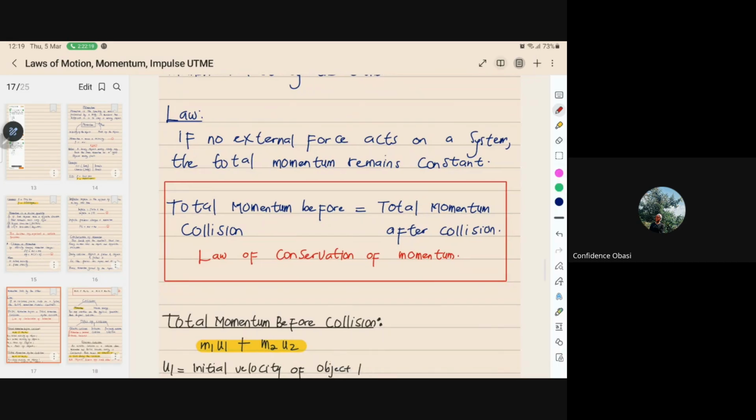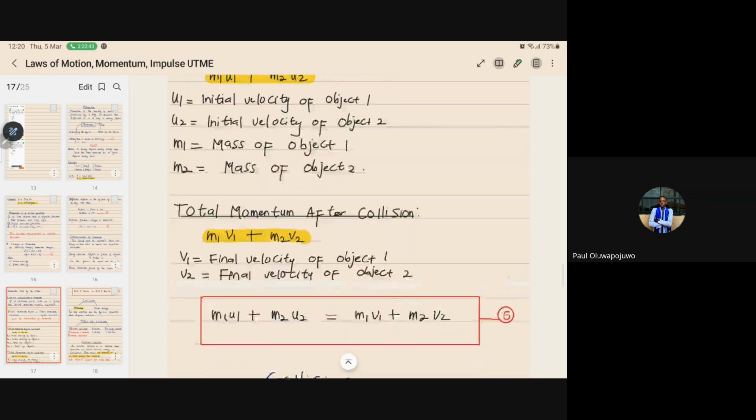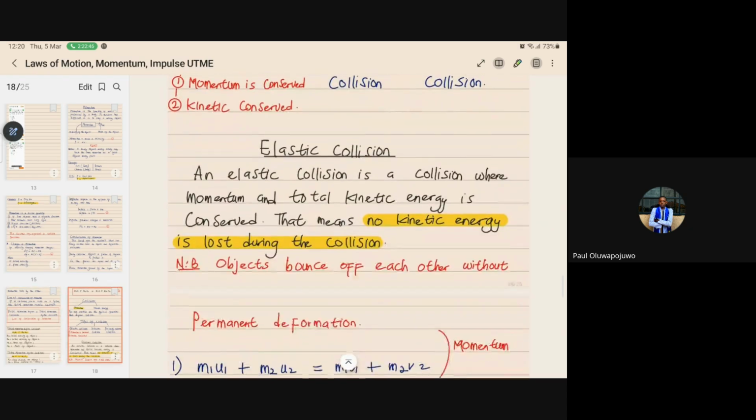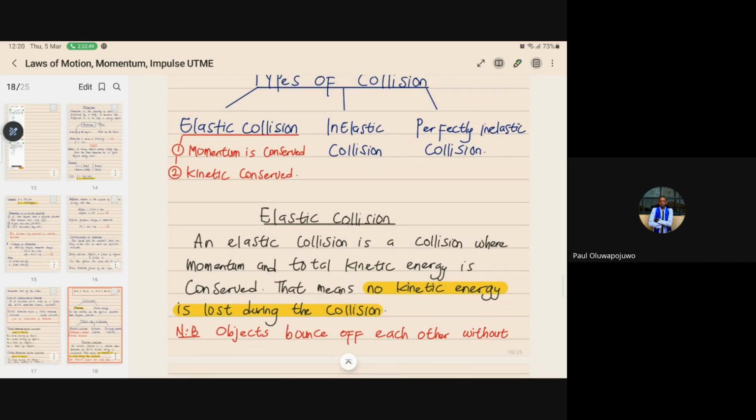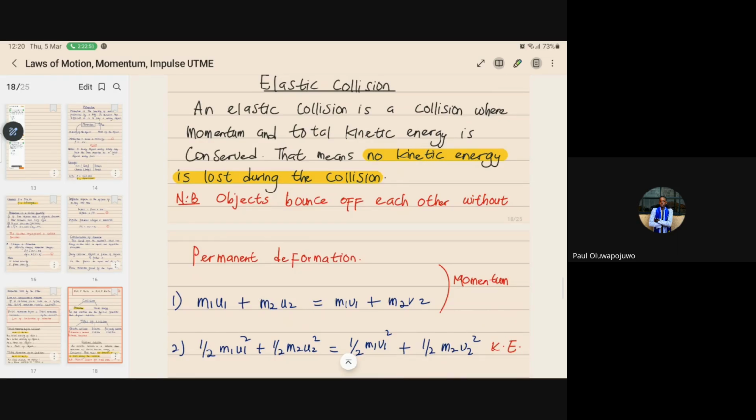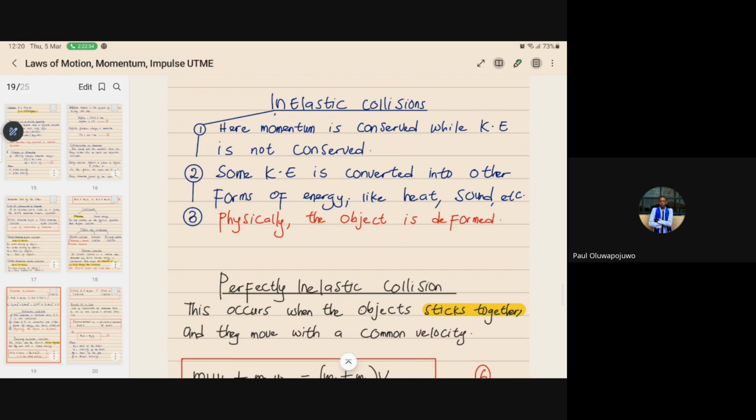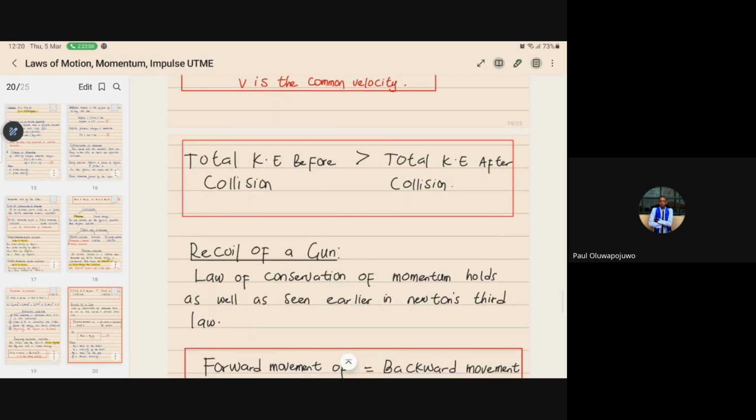I talked about the law of conservation of momentum. Any question, guys? Total momentum before collision, total momentum after collision, types of collision. We looked at elastic, inelastic, and perfectly inelastic. Elastic, both of them are conserved. Inelastic collision, only momentum is conserved. The other ones are not conserved. And we solved a good number of questions on that.